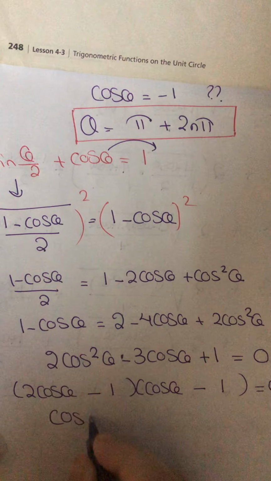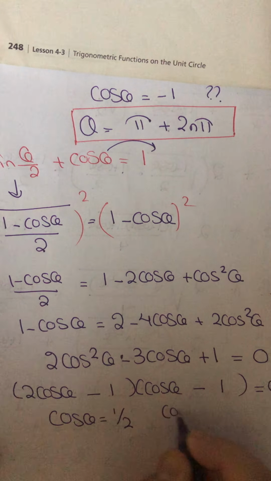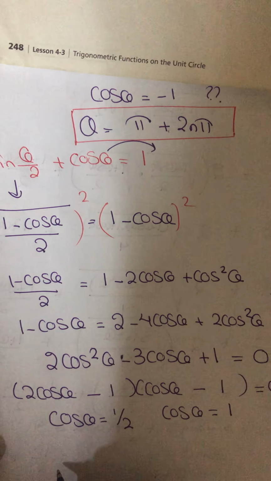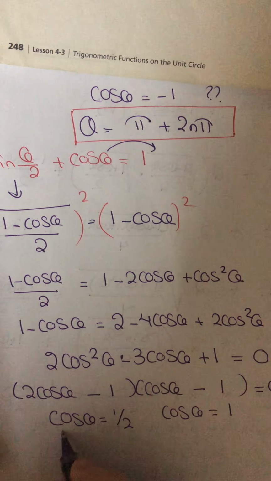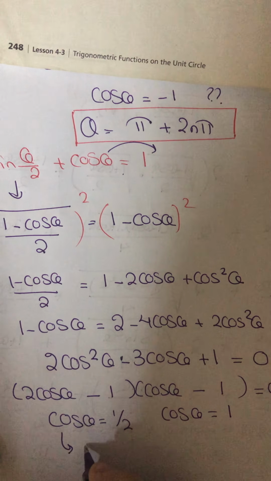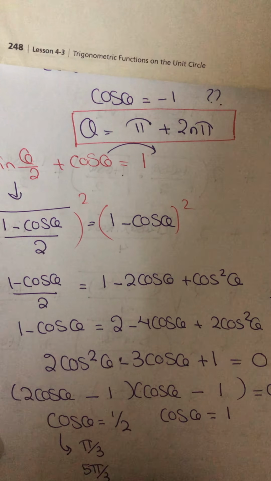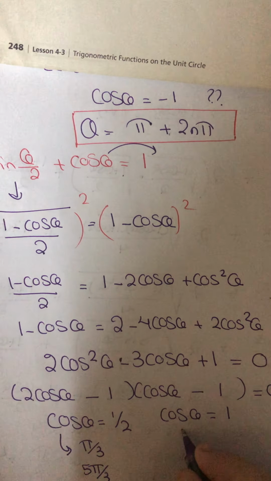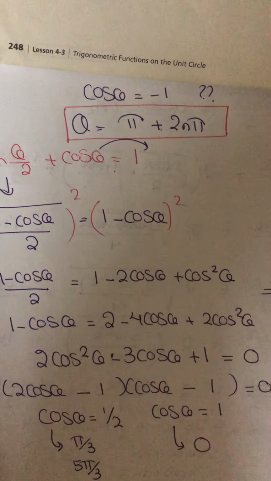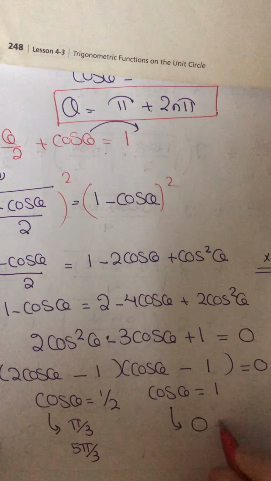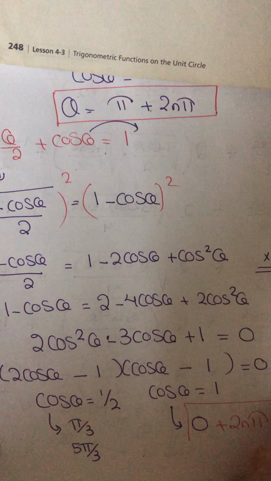So in one bracket, cosine theta equals to half, or cosine theta equals to 1. When is cosine theta equal to half on the unit circle? It's equal to half at pi over 3 and at 5 pi over 3. And cosine theta is equal to 1, only at 0. Okay, to the 0 I'm gonna add 2n pi to it, there's no problem.